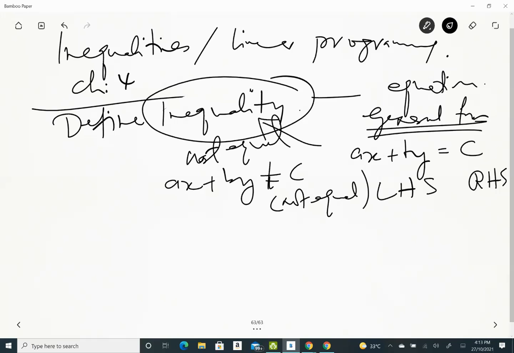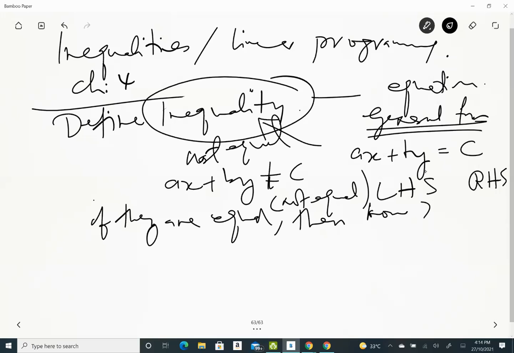Now, if it is not equal, all right, if they are not equal, then what? Then how are they related? If the left-hand side is not equal to the right-hand side, then how are they related? Okay, how?